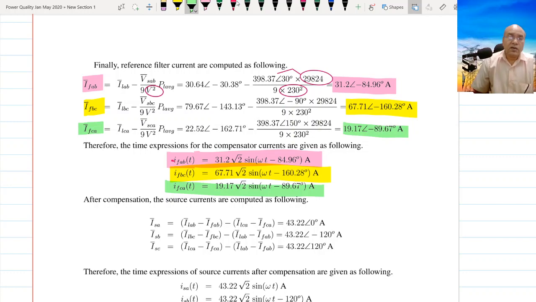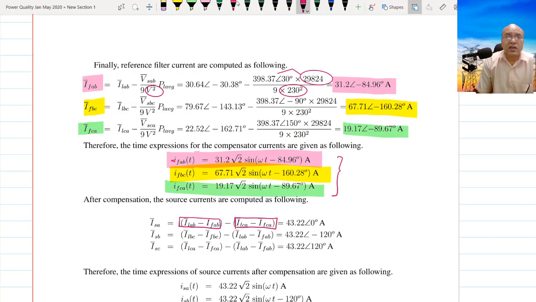Now let us find out whether these currents are correct. If these currents are correct, they must keep the source current balanced and in phase with their respective voltages. So let us find out. So IS is nothing but ILAB here minus ILCA minus IFCA.